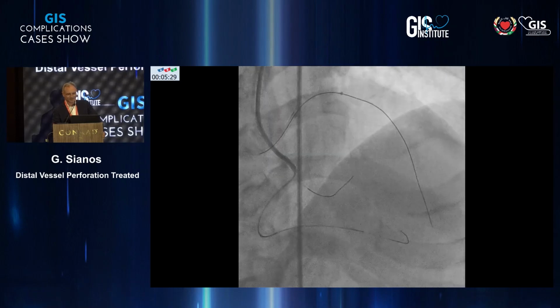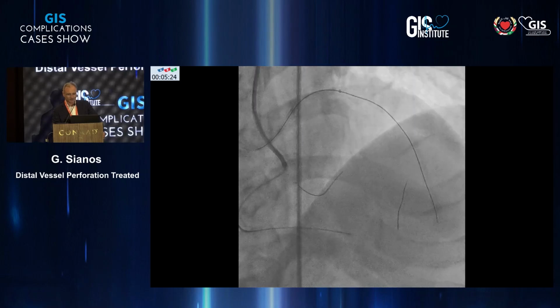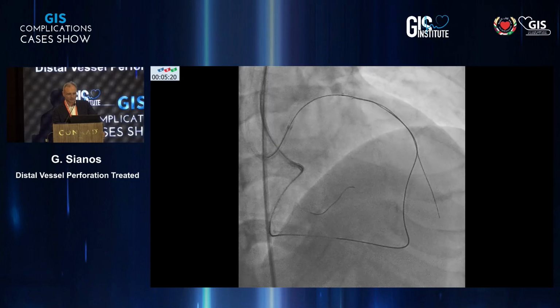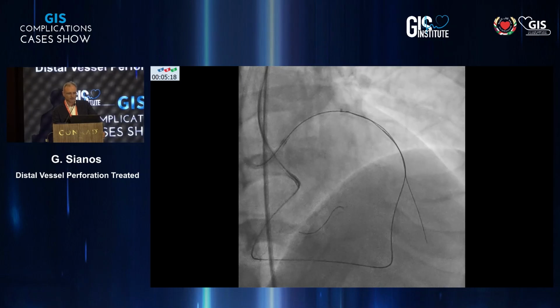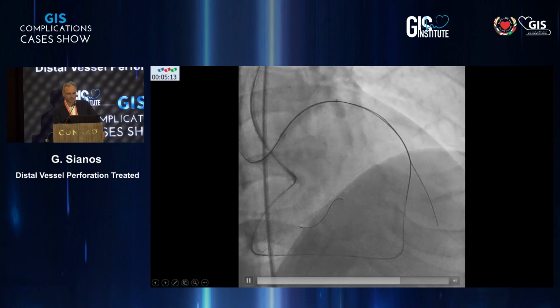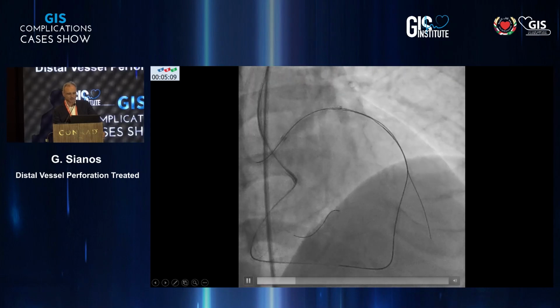Anyway, around 6 o'clock we started to go retrograde because this was an uncrossable lesion. You see a Sion black wire crossing. Turnpike LP is crossing. We cross the lesion retrogradely in a fashion that is a little bit different. You can see at least that this wire here is different from the other one, ending up in the guiding catheter extension.